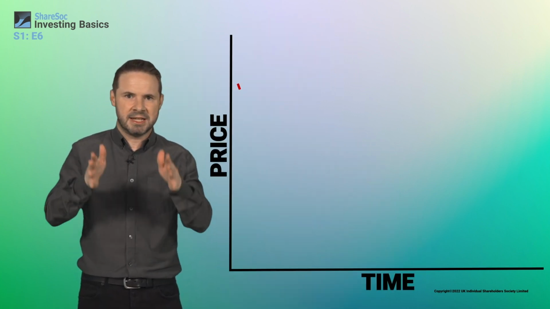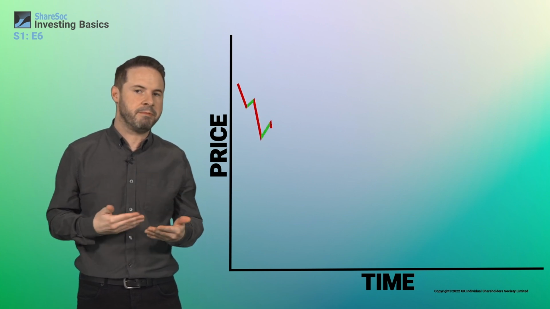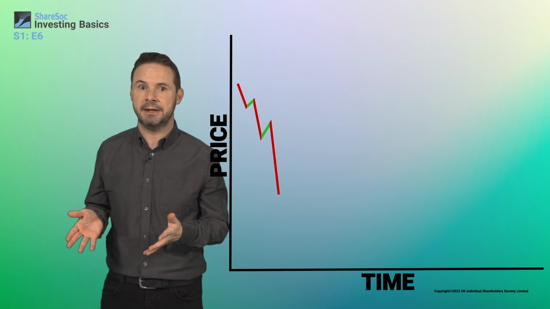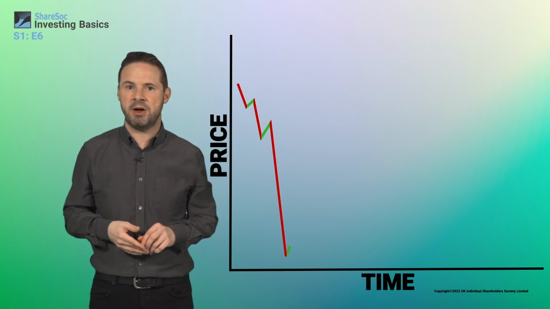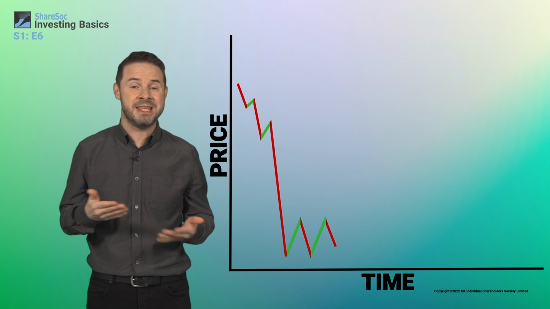It tends to work like this. A share falls out of favour. Sellers push the price further and further down. Eventually, most of the people who want to sell have finished selling, but not many people are interested in buying yet, so the price bumps along the bottom, sometimes for months or even years.